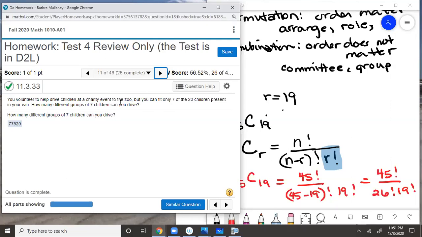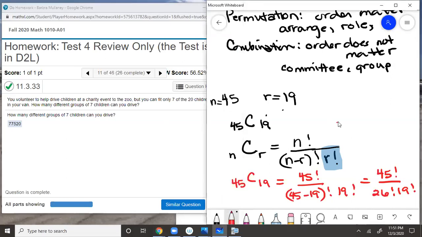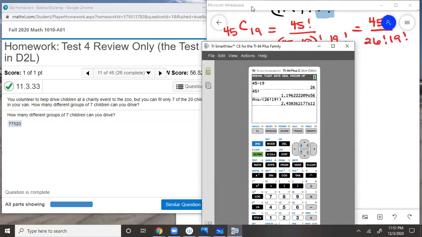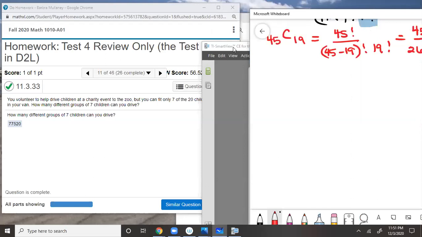All right, so if we're going to pick up 7 kids out of the 20, put them in a van, the order in which they come in doesn't matter unless you're my kids and they call shotgun and they have to have a front seat. The order in which they come into the van does not matter. So we're going to use our formula for combination. So this is the combination. Let's just go straight to our calculator now for this one.